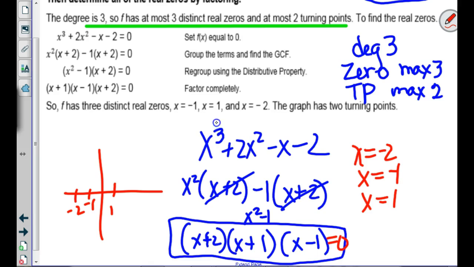You should be able to predict that. X cubed, what's the shape look like? Looks like this, right? Left and down. So it's going to come from here, come back through here, and go up over here. I don't know how far up or down it goes.